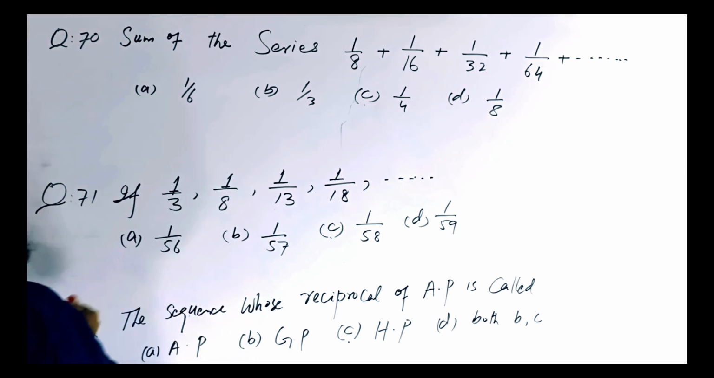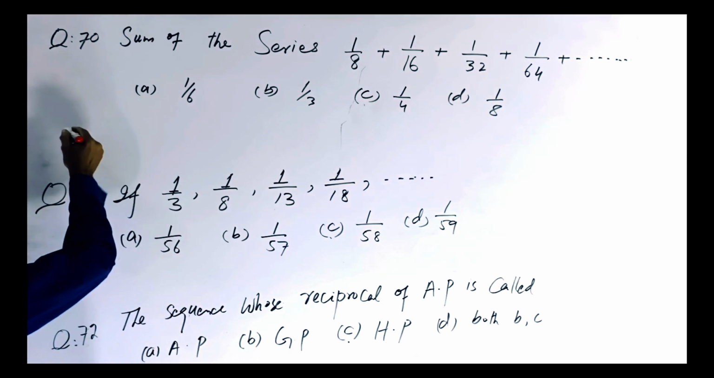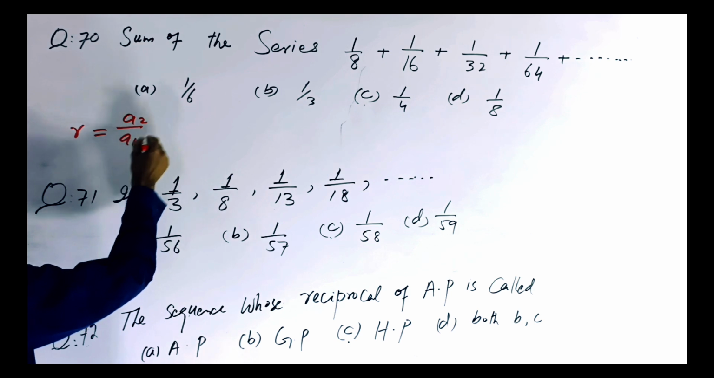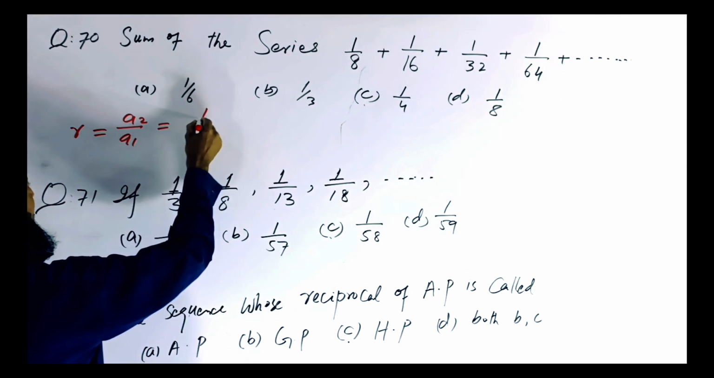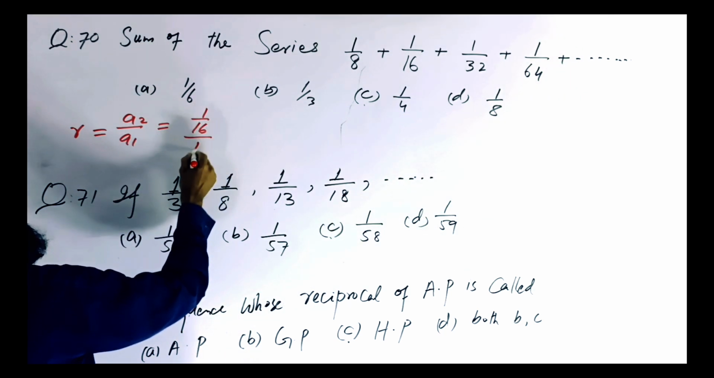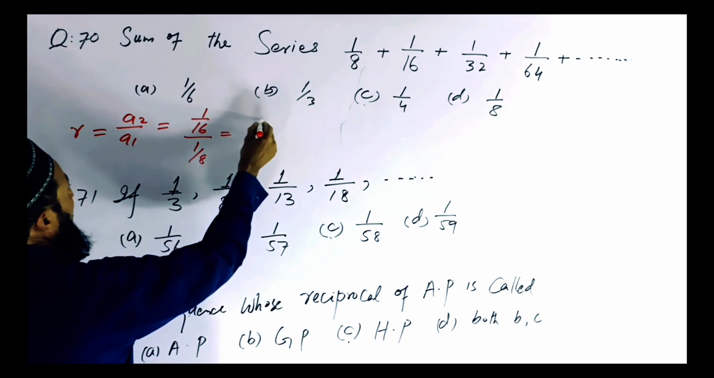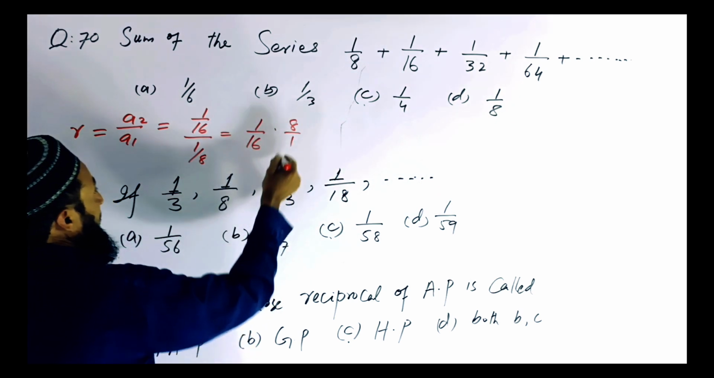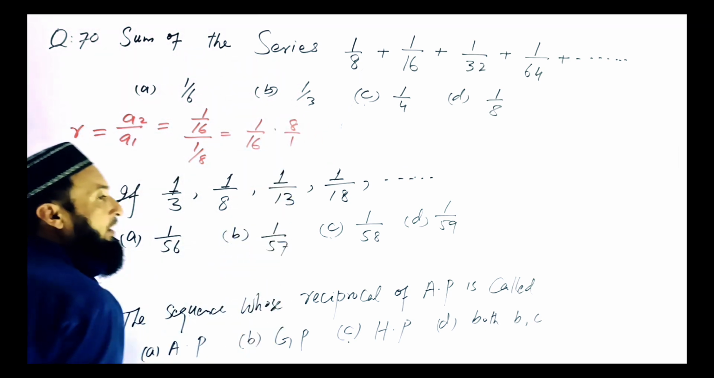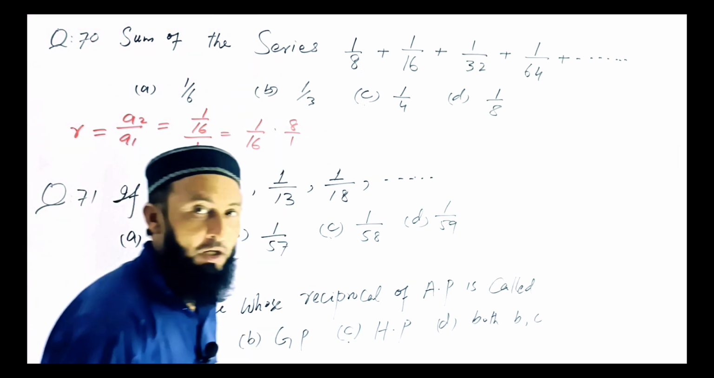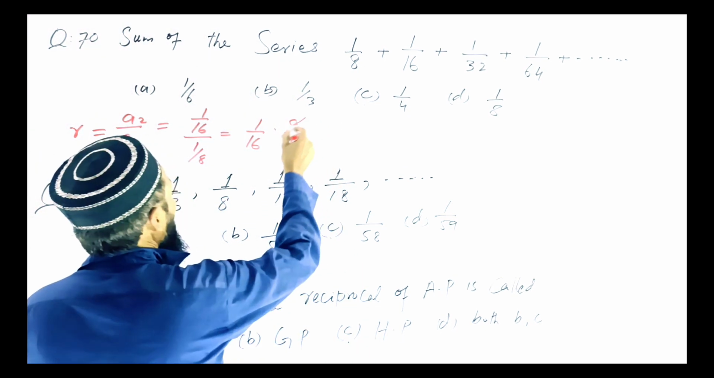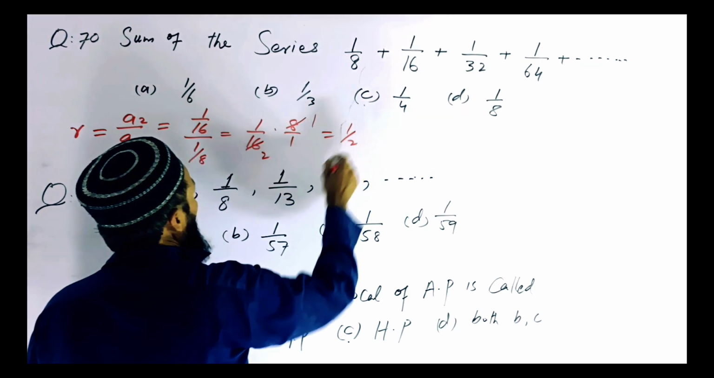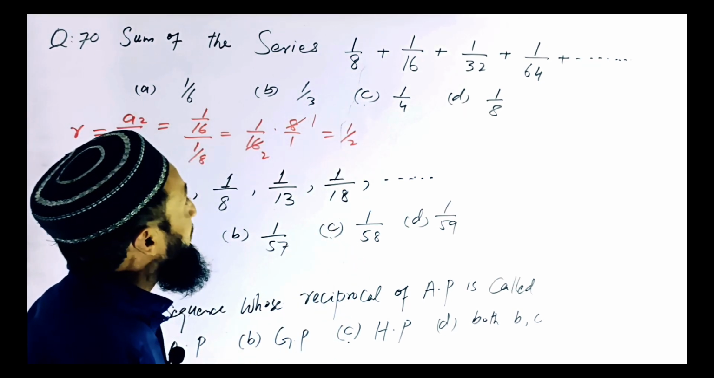The common ratio r is equal to the second value divided by the first value. The second value is 1 divided by 16 and the first is 1 divided by 8. We can write 1 divided by 16 times 8 divided by 1, so the division changes into multiplication by the reciprocal. Both are cancelled, so we get 1 by 2. The common ratio is 1 by 2.